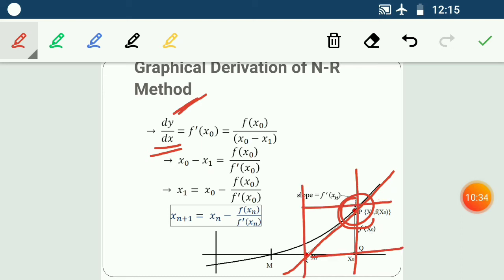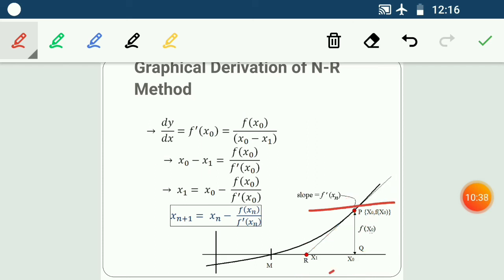So that is what this value is. This value is f of x naught, yes, dy is f of x naught, and this value is how much? That is x naught minus x1. So here we can write this dy by dx as f dash x naught also, which is another representation of this derivative.